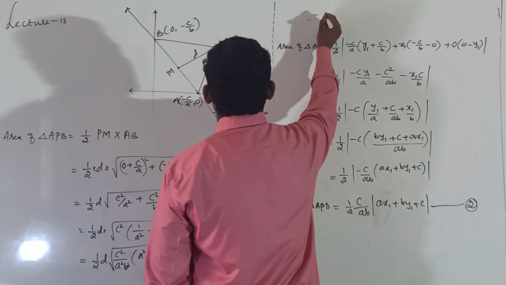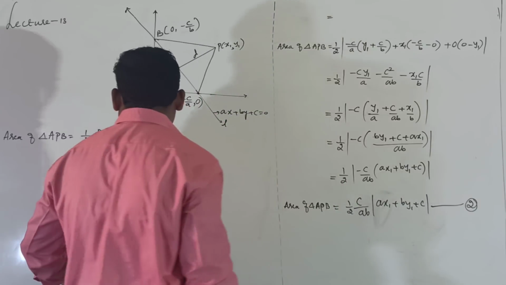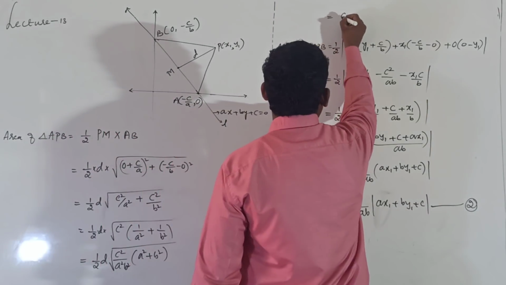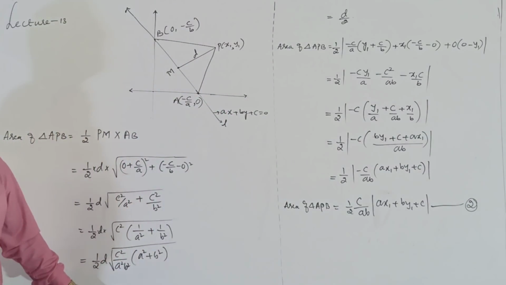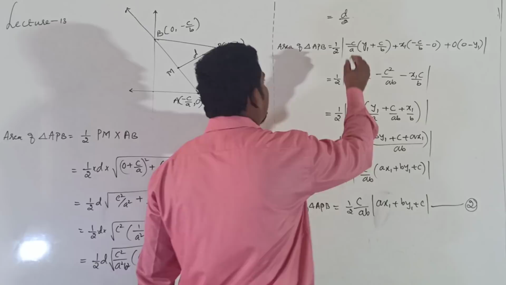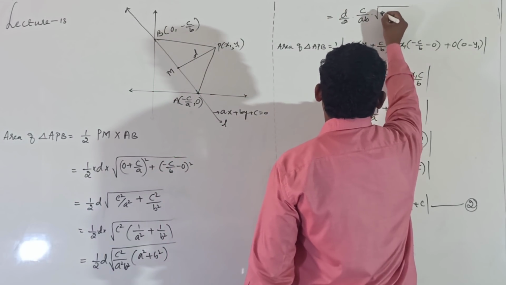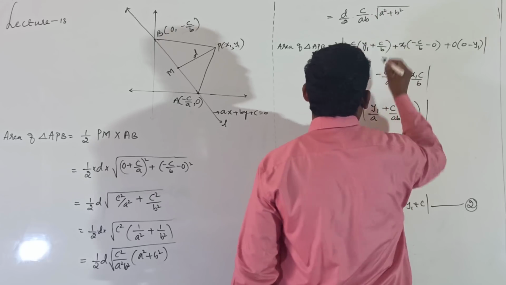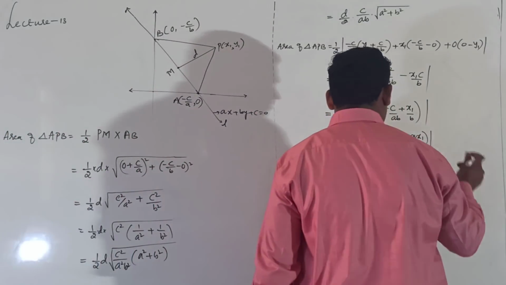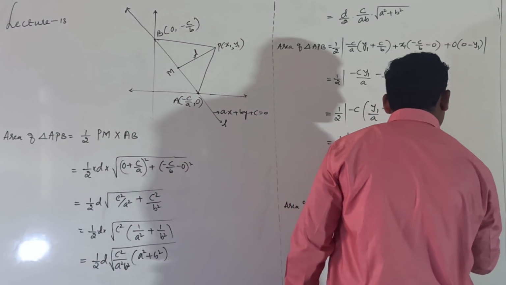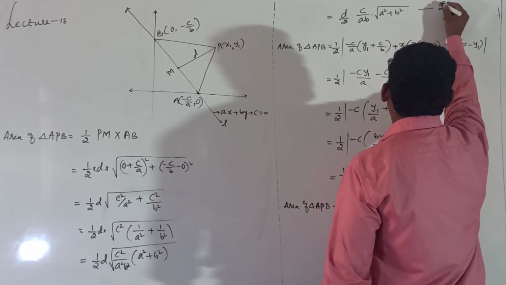area of the triangle APB is equal to, that's equal to 1 by 2, means I will write d divided by 2 into, inside square root c square divided by a square b square is there, then I will write c divided by ab only into square root of a square plus b square. Take this as equation number 2. This is equation number 1 and this is equation number 2.